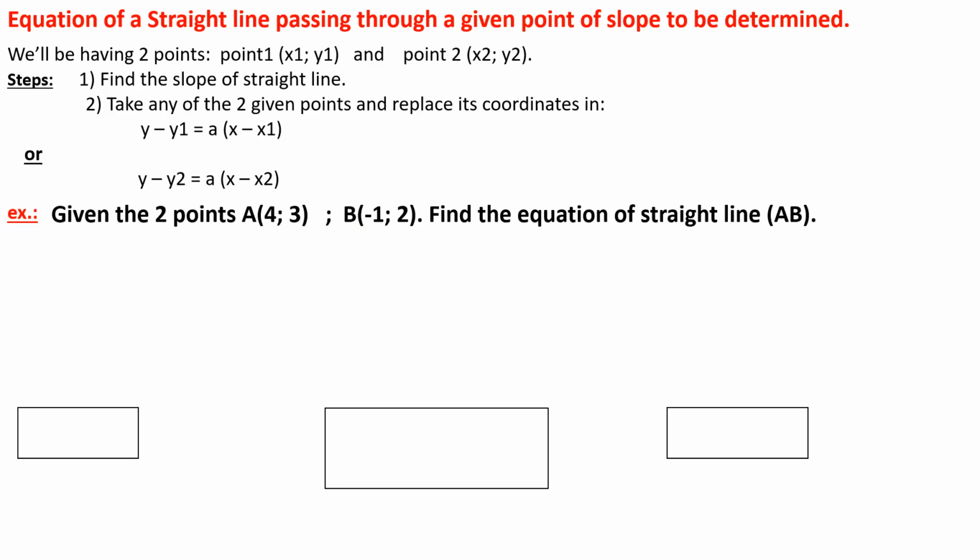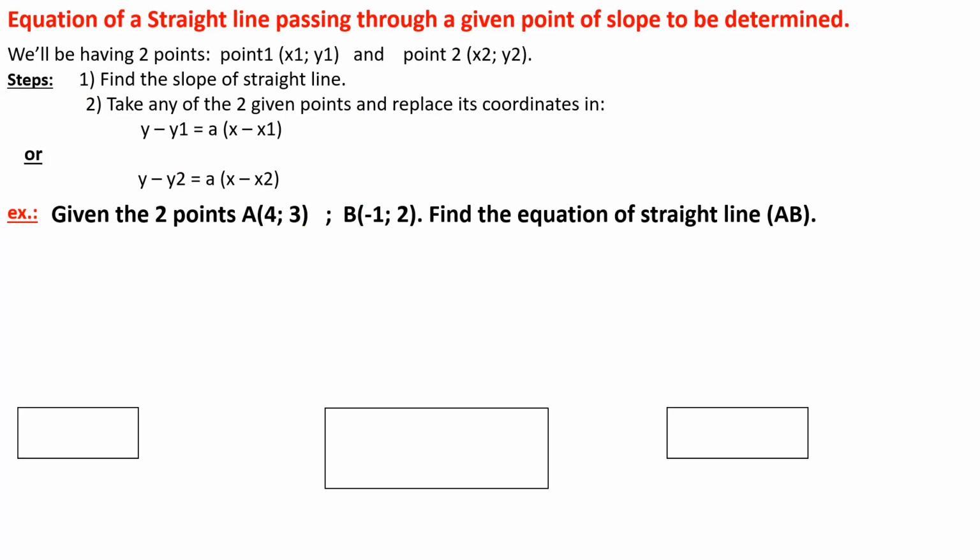Number 2, we take any one of the given points and we replace its coordinates in the equation of the line: y minus y1 equals slope times x minus x1, or y minus y2 equals slope times x minus x2. As an example, we are given 2 points A and B with the coordinates.